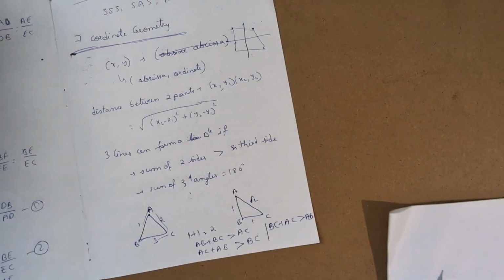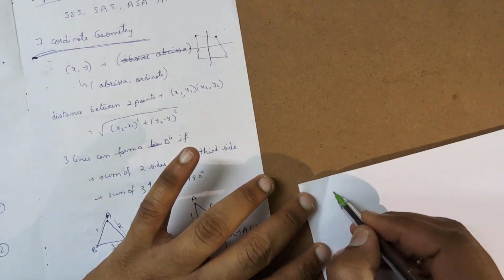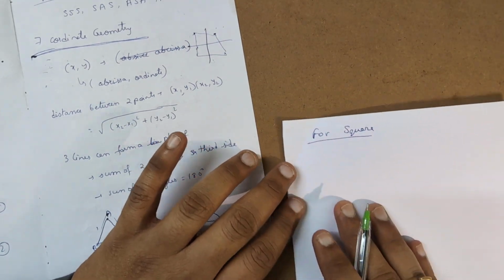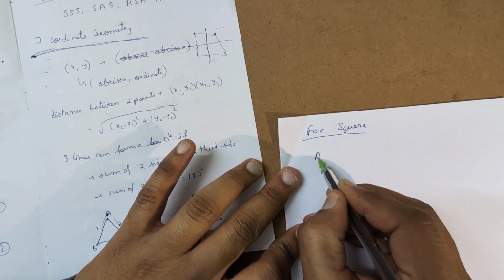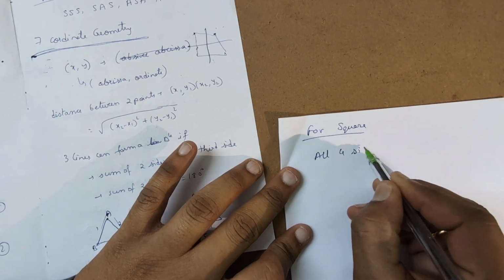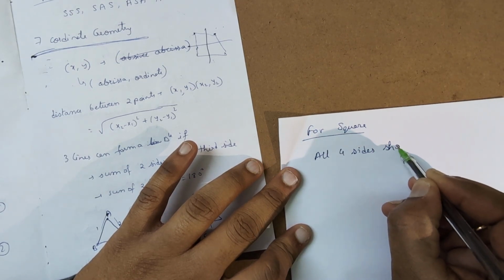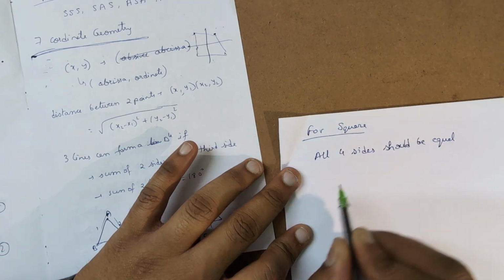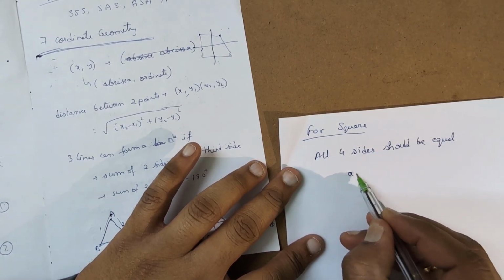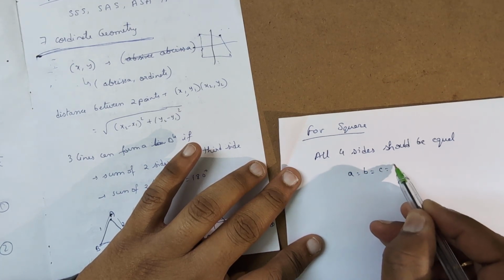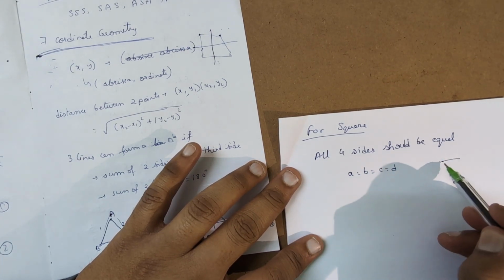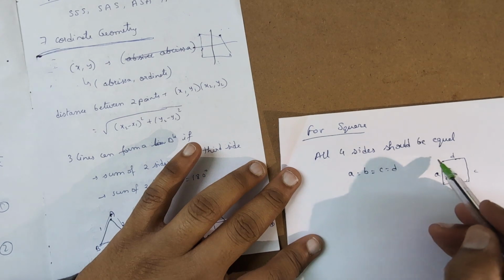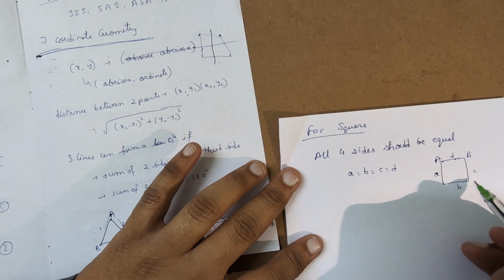Let's see other polygons, that is the square. For a square, the condition is all four sides should be equal. That is, consider a is a side, b is a side, c is a side, then all four sides should be equal. A, B, C, D are the lengths.